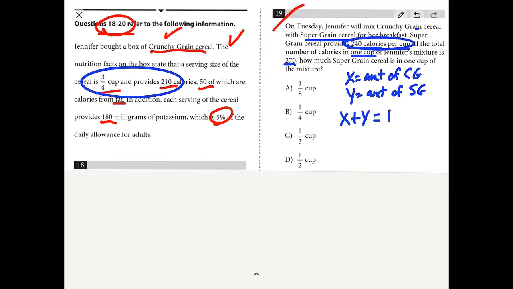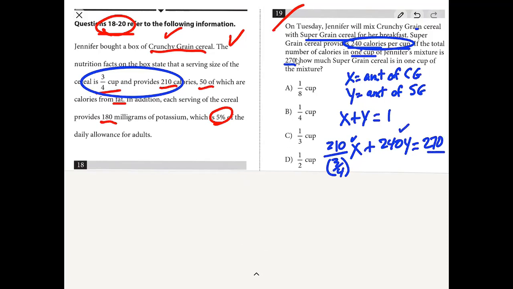So what I'm going to do is take 210 calories and divide it by 3/4 and multiply that times x, because that's going to be the serving per cup for the crunchy grain. And then I'm going to use the 240 calories per cup for y, and that's going to equal 270 calories. So this is the unit rate for the crunchy grain cereal. This is the unit rate for the super grain cereal, and this is going to be the total calories.